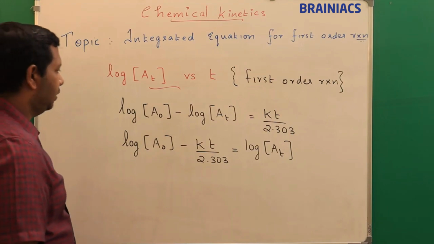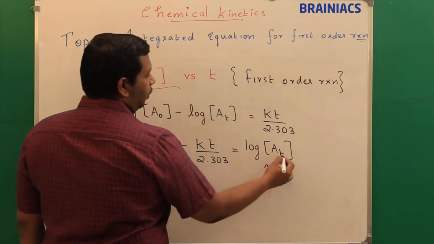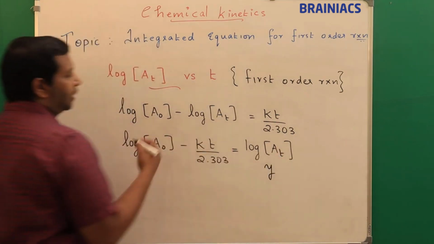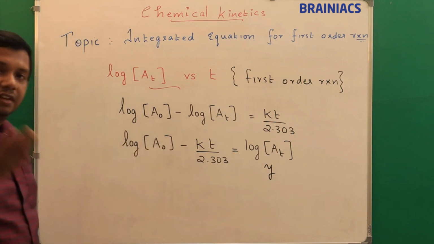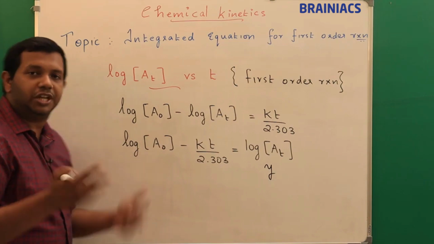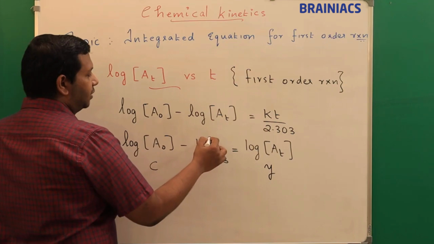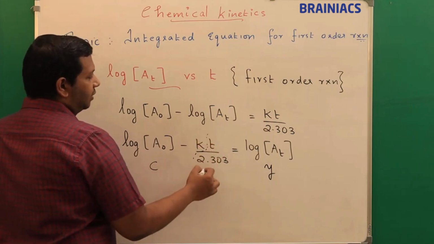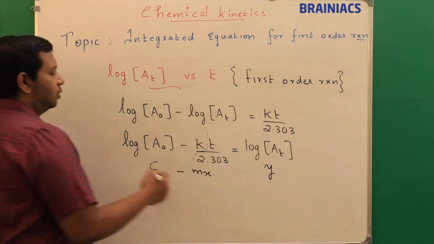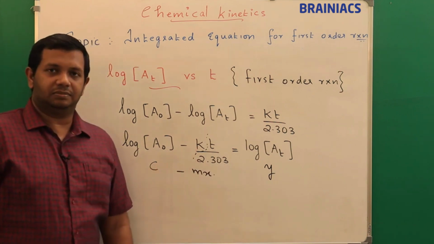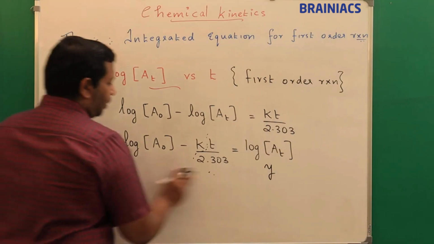Now here also if you see, this also looks like a straight line. This is my y, because log a of t will be the varying factor as time varies. This log a0, where A0 indicates the initial concentration, is a constant, this won't change. So this is a constant c, and time is a variable, and 2.303 is a constant. So y is equal to minus mx plus c. This is what the equation looks like. So I can properly write this for your understanding.